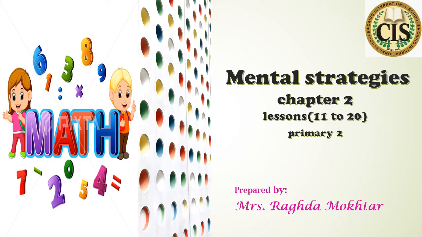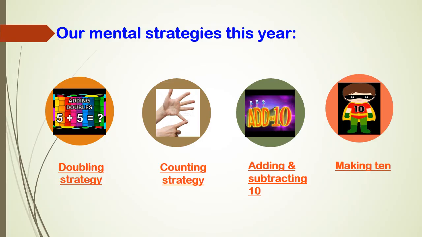Now we're going to start chapter 2, mental strategies, lessons from 11 to 20. This year we are going to study mental strategies. Mental strategies will help me to calculate addition and subtraction problems easily and faster. Mental strategies like doubling strategy, counting strategy, adding and subtracting 10, making 10.